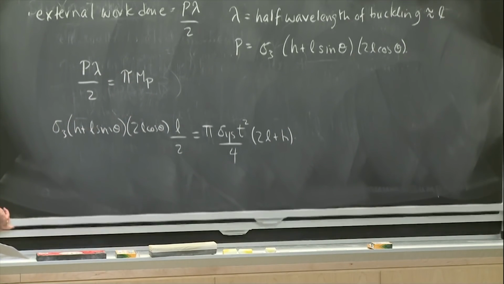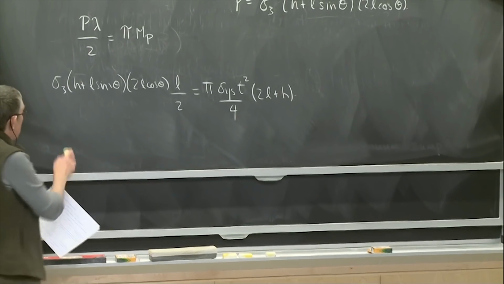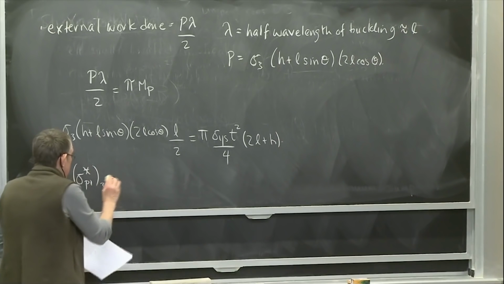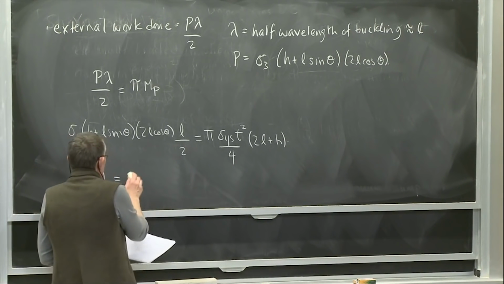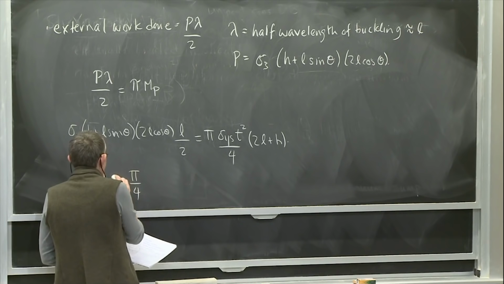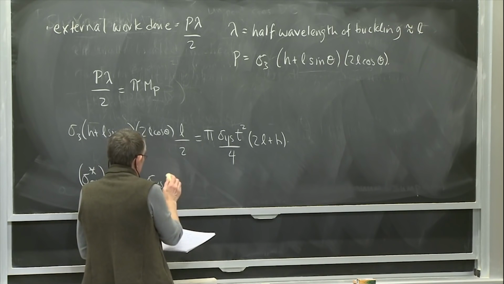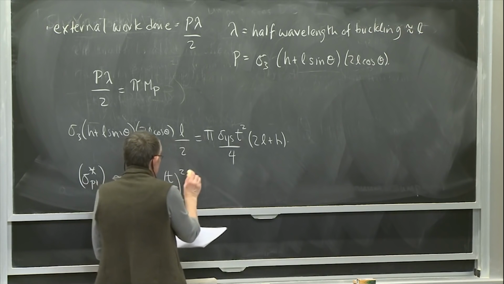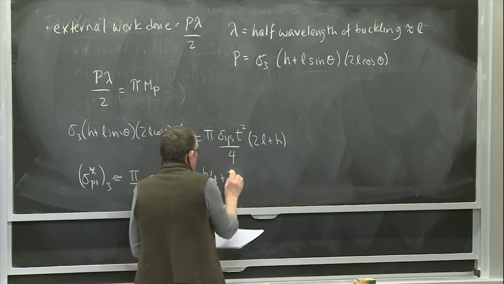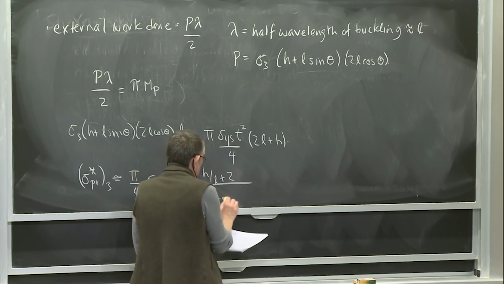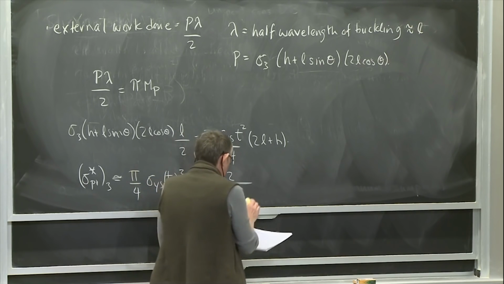And then if I solve for sigma 3, that's my compressive strength. So I've got pi by 4 times the strength of the solid, sigma ys, times T over L squared, then H over L plus 2 divided by H over L plus sine theta times cos theta.